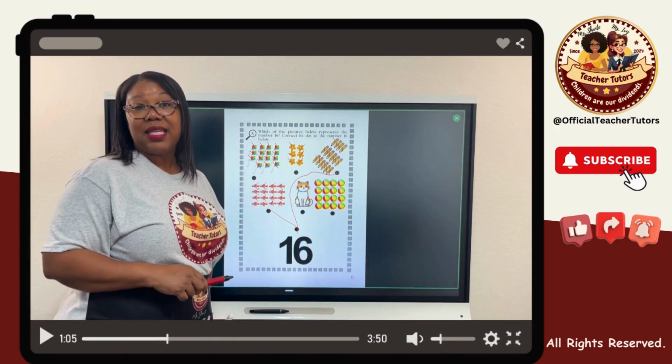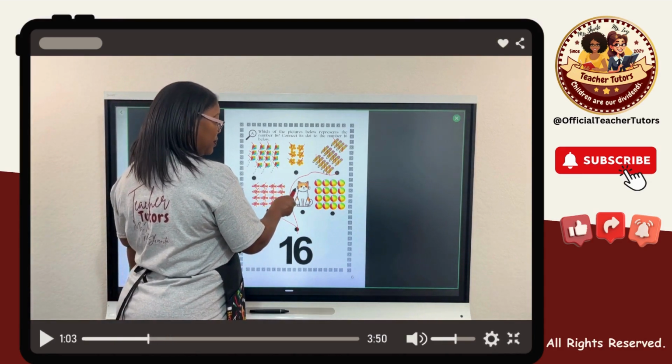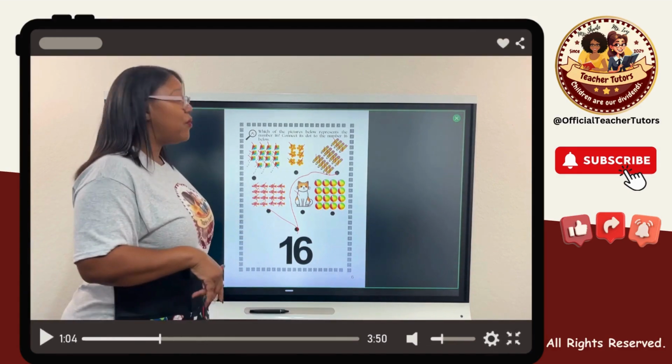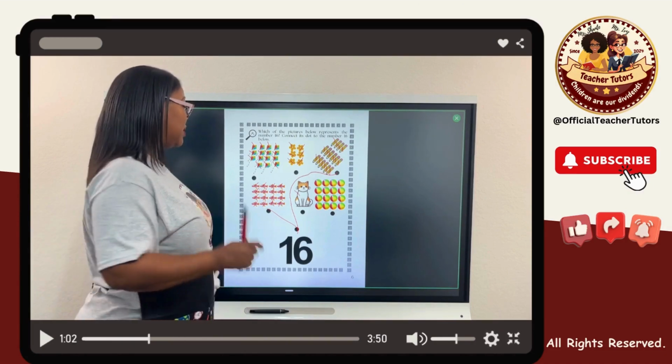Now we have to count the kitty cat. 1. We only have one kitty cat. We know that's not 16. Let's move on to the beach balls.